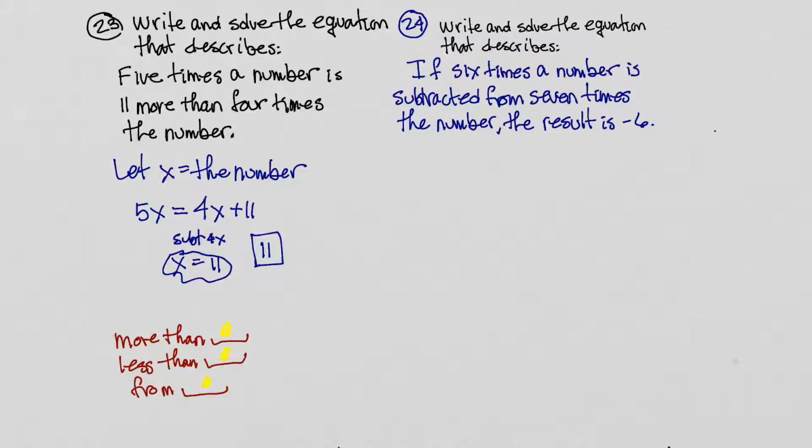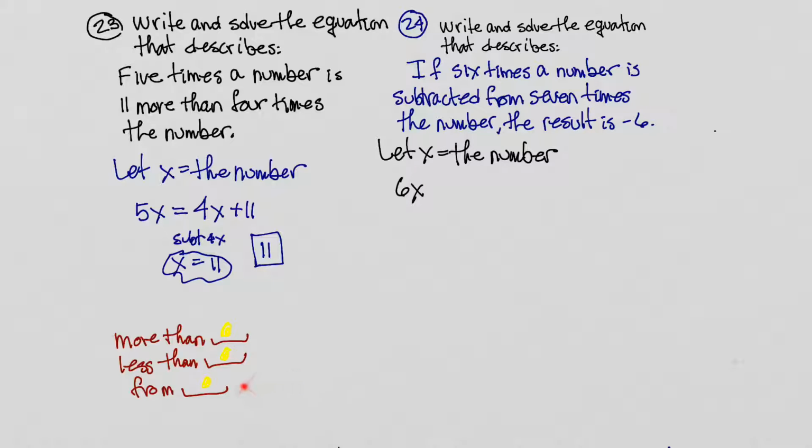Another word problem in number 24. Let's take a look at it. It says to write and solve an equation that describes this situation. So here's our situation. If 6 times the number. So we're talking about a number, and we want to find out what that number is. Why don't we start right here? Let's say let x equal the number. Now we know what we're talking about. So instead of writing the number, we can just write x. So it says this. If 6 times the number, we can write that, that's 6x. So if 6 times the number is subtracted from 7 times the number, from, there's that word from.